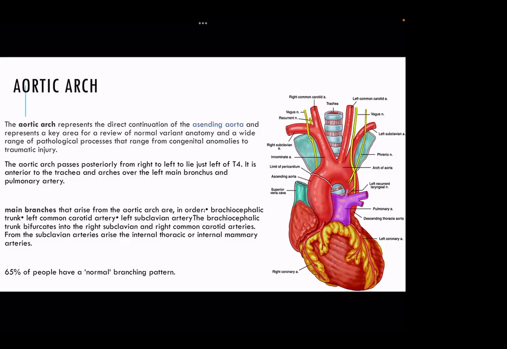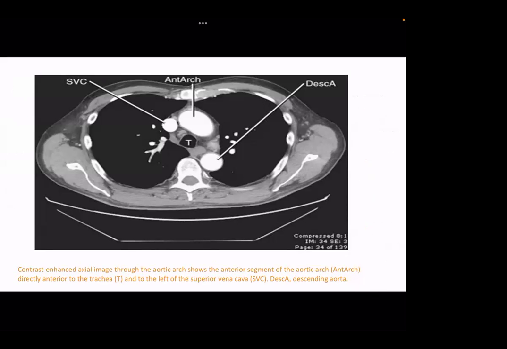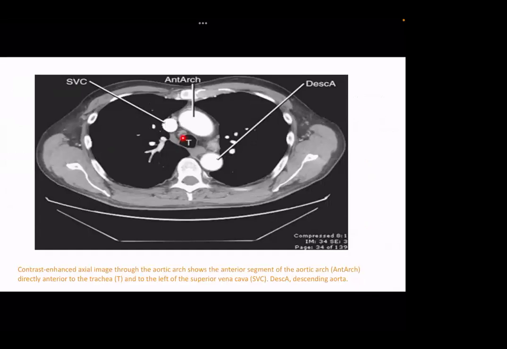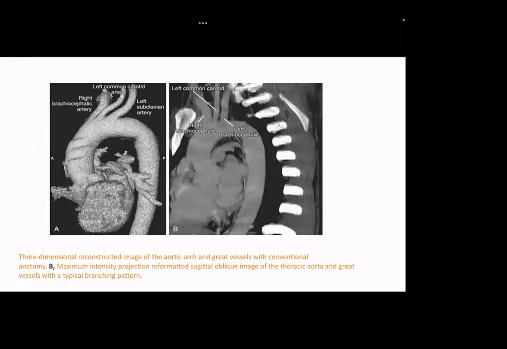This is the contrast enhanced axial image through the aortic arch, showing the anterior segment of the aortic arch and its relation, which lies anterior to the trachea, with the superior vena cava to the right, and this is the descending aorta. This is a three-dimensional image of the aortic arch showing the typical branching pattern, starting with the right brachiocephalic trunk, the left common carotid artery, and then the left subclavian artery.